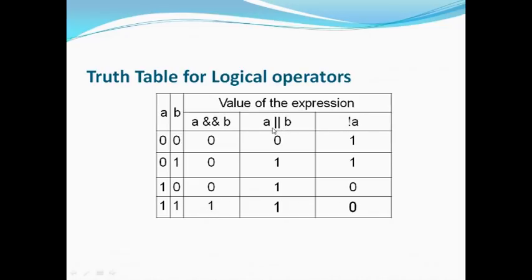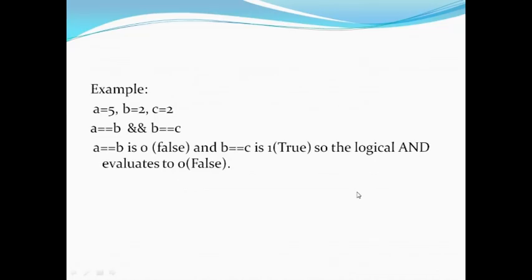In case of logical OR operator, if both the values are false, it returns the value false. If any one of the value is true, then it returns the value as true. In case of not operator, we are taking only one variable, that is A. If the value is 0, logical not returns 1. If the value is 1, logical not returns 0.